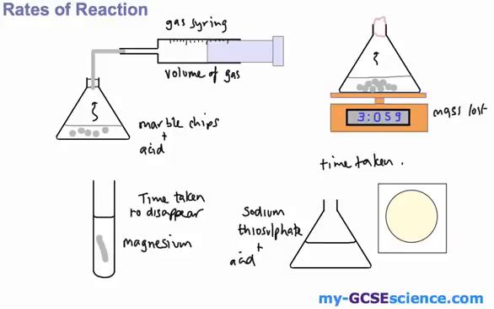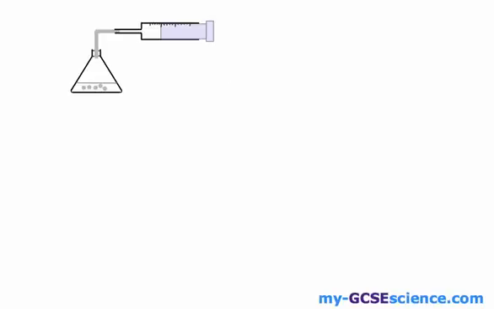The next thing I want to look at is how we would actually record this. So again, we've got our marble chips in acid. We're measuring the volume of gas given off by this reaction, and you could plot it on a graph like so. What you notice is we start off with 0, so before the reaction actually begins we have 0 volume of gas produced, and as time goes on, more and more gas is collected in the syringe, and after a while the amount of gas that's collected levels off.